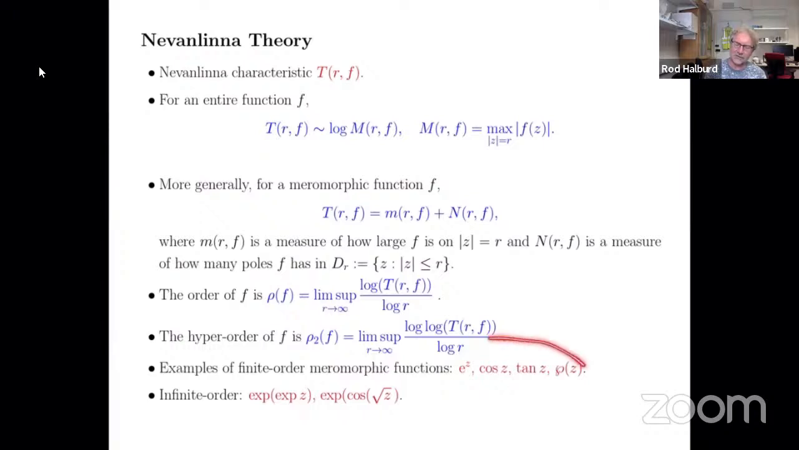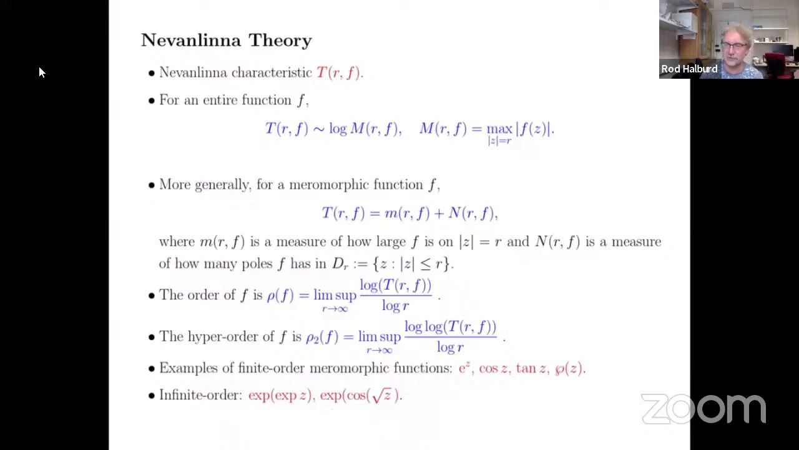So these are examples of finite order functions. Okay, so exponentials and trig functions and any elliptic function. Infinite order functions are these guys. Okay, so the exponential of an exponential. This thing would be hyperorder 1. So that's going to be a little bit too big for our taste. But a function like this would be hyperorder 1/2. Okay, so cos of the root of z is something of order 1/2.